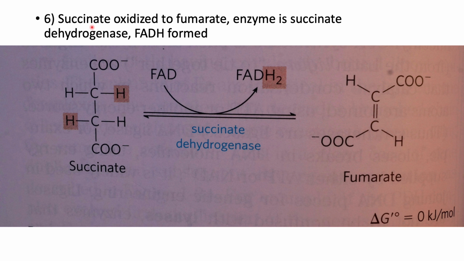The next step is succinate oxidized to fumarate, and the enzyme is succinate dehydrogenase. FADH2 is formed, and we get a simple oxidation of this intermediate with FADH2 formed, fumarate in trans linkage, an energetically neutral case.